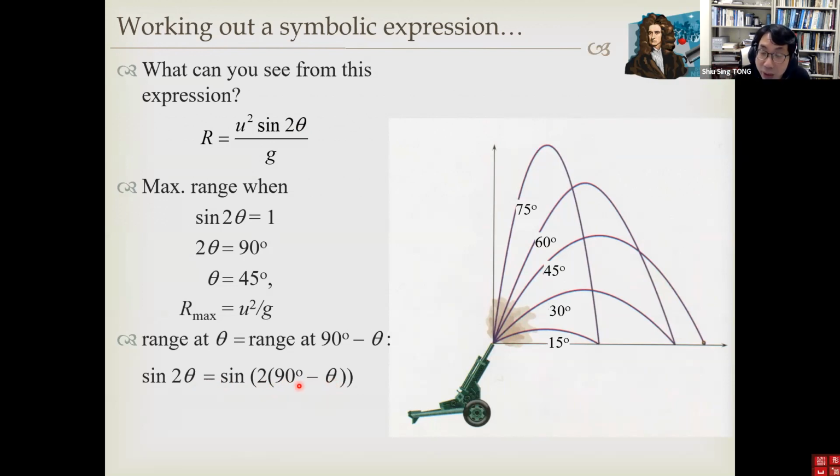And so 180 degrees minus 2 theta is an angle in the second quadrant, so sine is positive. And so sine of (180 degrees minus 2 theta) is actually sine 2 theta. And so that's why there's a symmetry. With the angle theta equal to 30 degrees, it gives the same range as the angle 60 degrees. And with theta equal to 15 degrees, it gives you the same range as the angle 75 degrees. So they are symmetrical about the 45 degree maximum range.